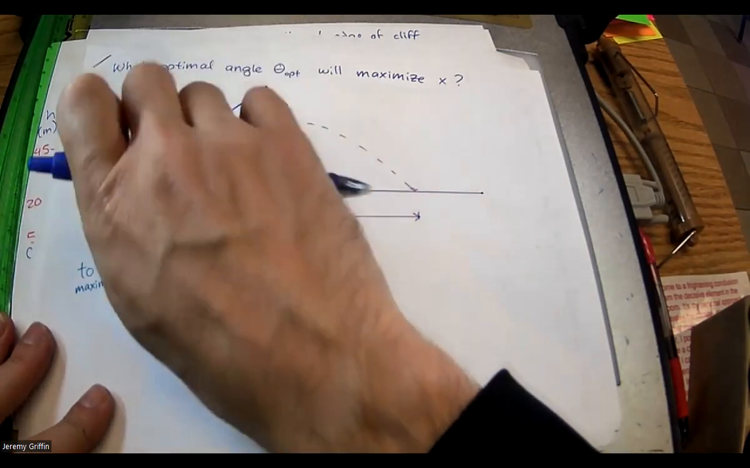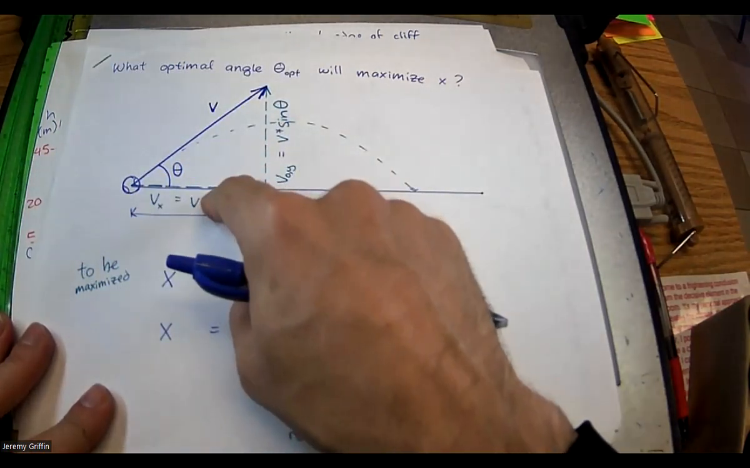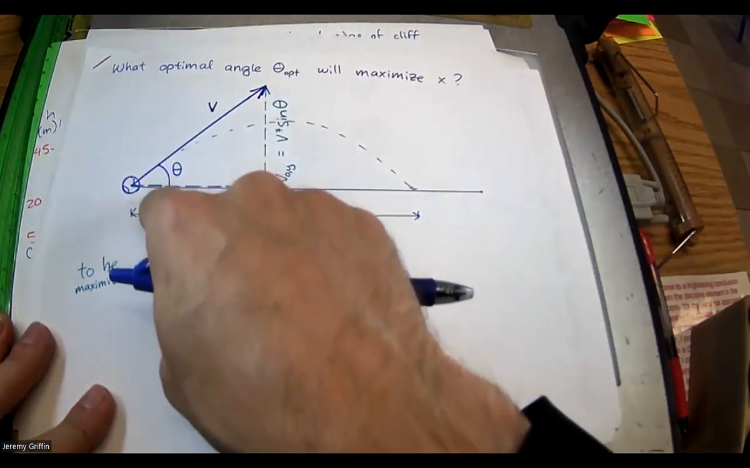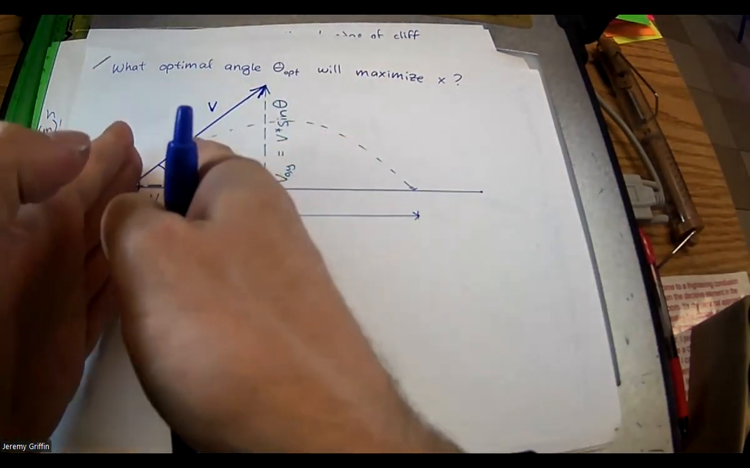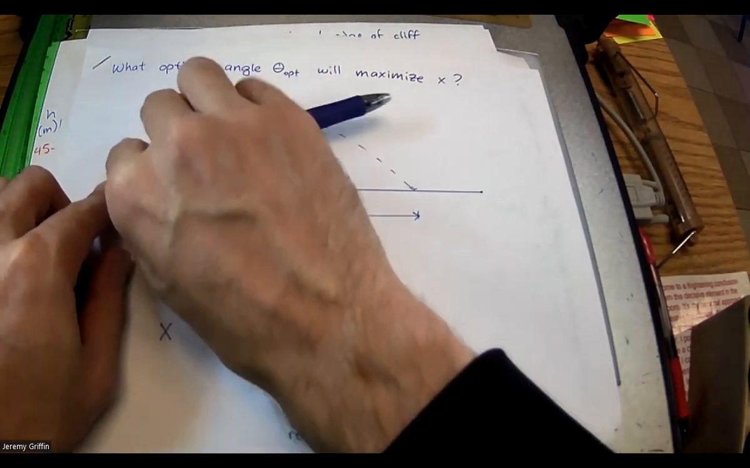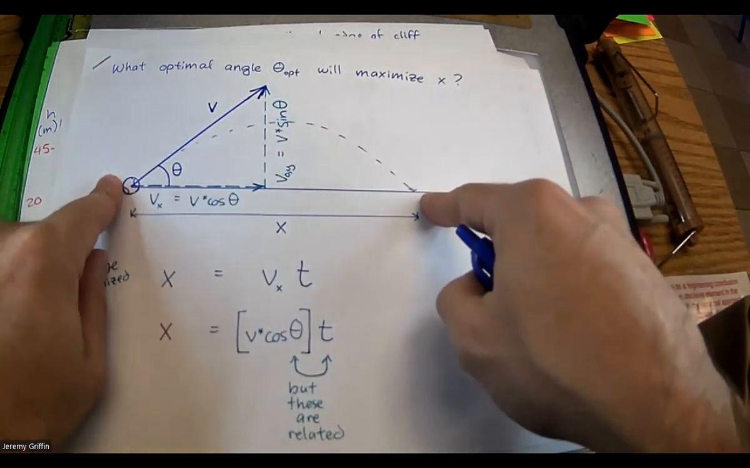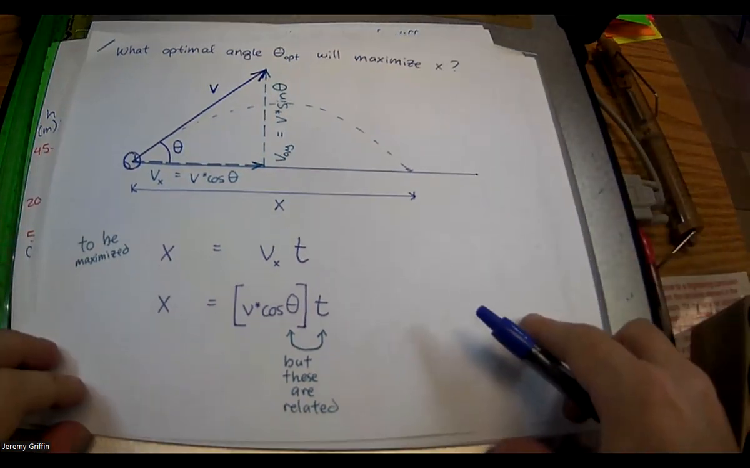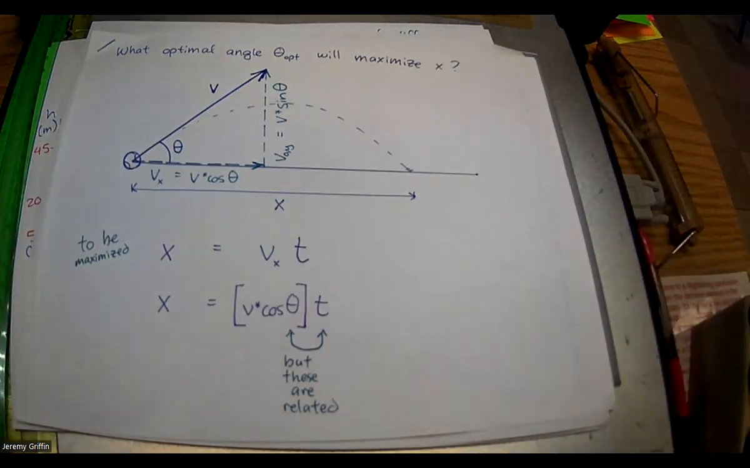Do you think if you throw it at a shallow angle, it's going to land pretty much immediately? If you turn this up to 90 degrees, it's just going to land on your head. So that also won't go very far. But there's some angle where it will maximize this x. Do you get that premise? So what could that be? I'll show you the proof.